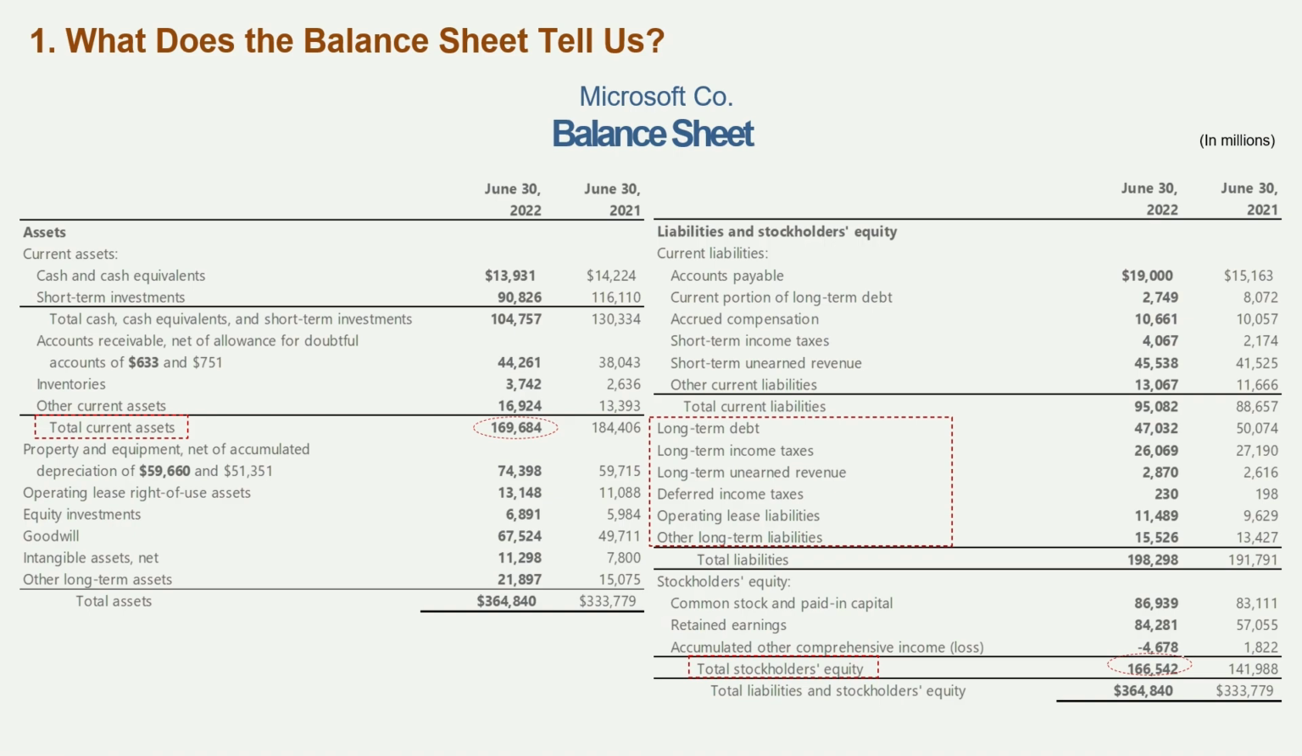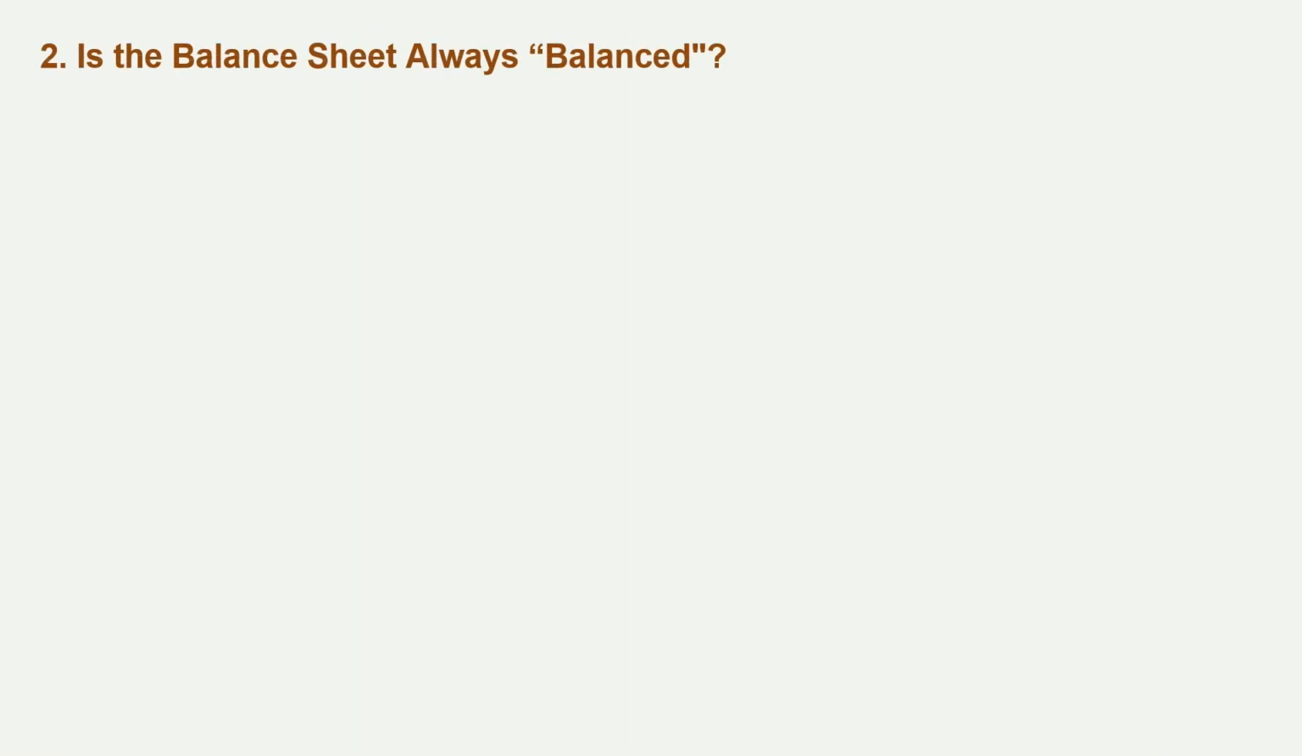Finally, you can see that the amount of total assets is exactly the same as that of total liabilities and shareholders' equity at $364,940 million. Is this just a coincidence, or is it inevitable? Yes, it is perfectly balanced at all times. This is because the balance sheet is deliberately structured to serve this purpose from the beginning.